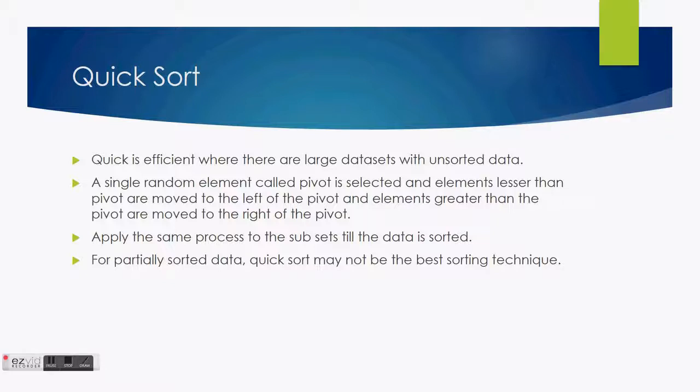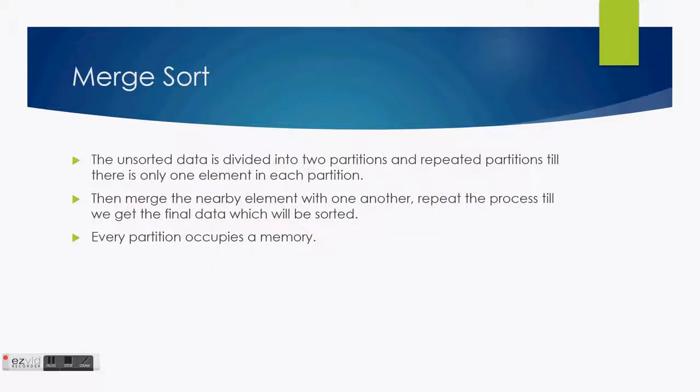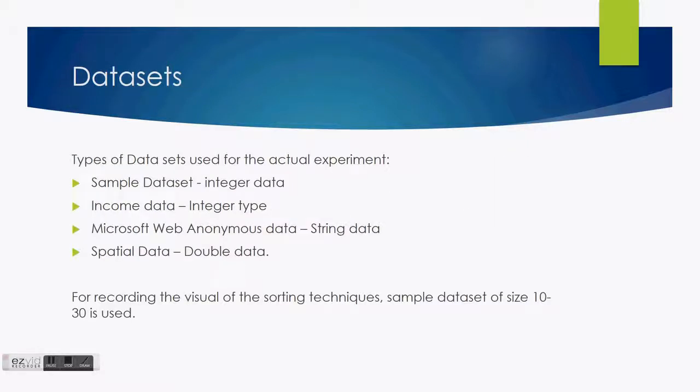You take any random element as a pivot and then compare all other elements of the array with the pivot and move accordingly. The next sort is the merge sort, where you partition the unsorted array into two, then sort each partition and finally merge the partitions. Each partition here comprises a memory in the merge sort.